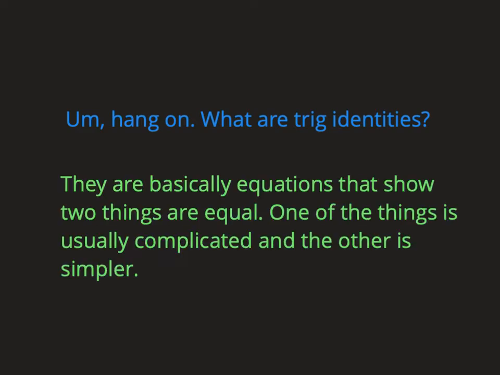Now, at this point, you're probably thinking, hang on, what are trig identities? That's a good question. They're basically equations that show two things are equal. One of the things is usually complicated, and the other is simpler. Just remember, trig identities are equations.